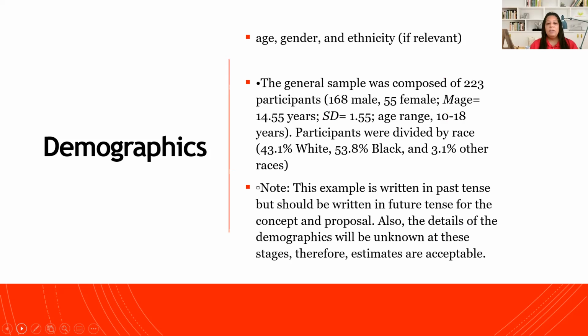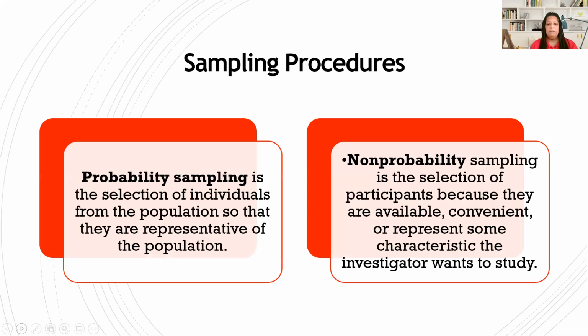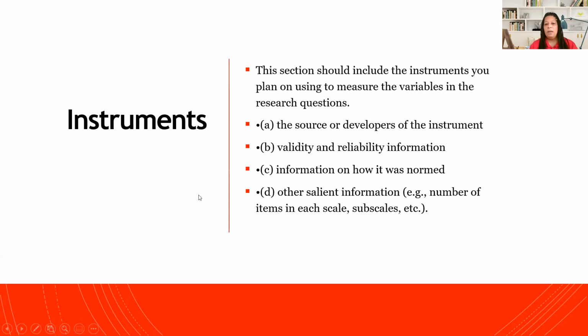Okay. This sample is written in the past tense, but should be written in the future tense for concepts and proposals. The details of the demographics would also be unknown at these stages. Therefore, it's just an estimate of what's acceptable. Okay, so sampling procedures. We don't really need to worry about that as much, so I'm going to move on.